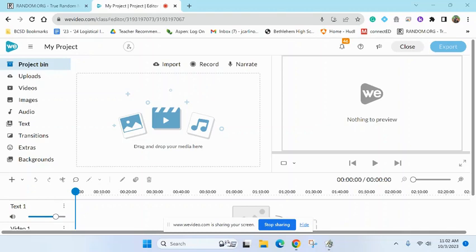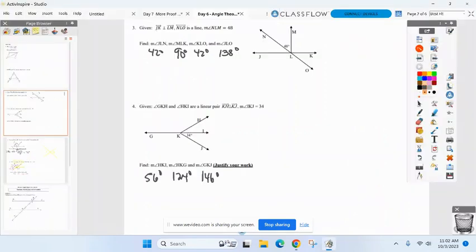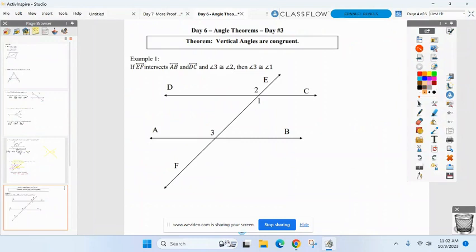And do those and show me when you're done. All right, so here we go. Last theorem of the unit: vertical angles are congruent. Okay, vertical angles are congruent. Set up your statements, reasons, mark your diagram.